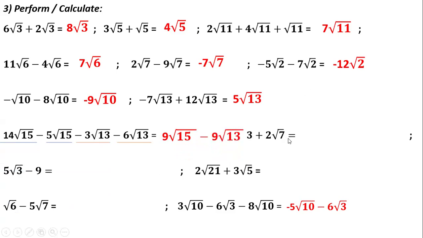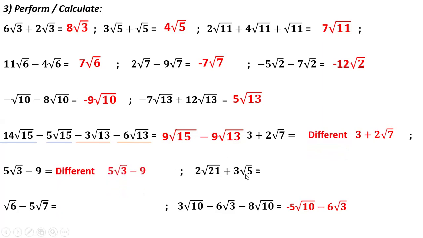3 plus 2 radical 7. 3 is a number, and here I have a radical. I can never add a number with a radical. So please don't write 5 radical 7. This is wrong. Since I have different numbers and radicals, these are different, so their answer stays as it is, never added. 5 radical 3 minus 9, always: I cannot subtract a radical and a number since they are different, so they stay as they are.